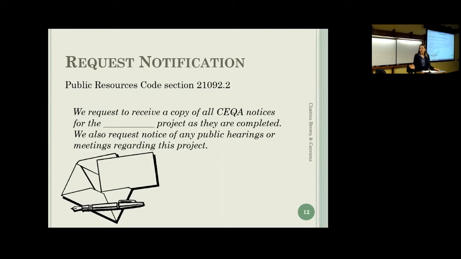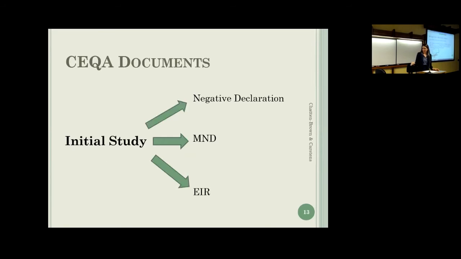And at that point, they will be required to provide you with notice as it comes out so that you're notified and things don't just get approved without anyone knowing. And then the 30-day statute of limitations to sue goes by very quickly. So there are the three types of environmental review documents: the negative declaration, the mitigated negative declaration, or MND, and the EIR.